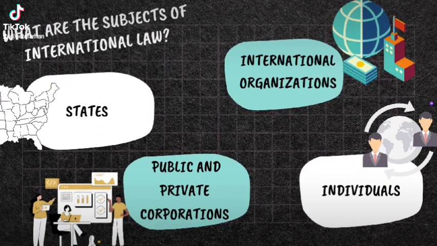So, what are the subjects of international law? Basically, there are four subjects of international law in general. The first one is state. The state is the main subject of international law. In the context of international law, the country in question is a country that is sovereign and has its own government. The second one is international organization.